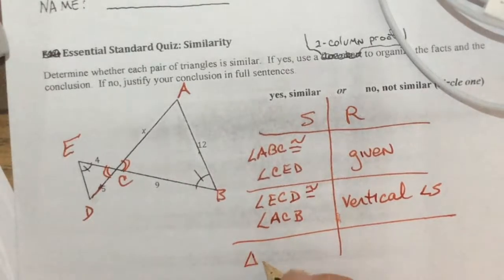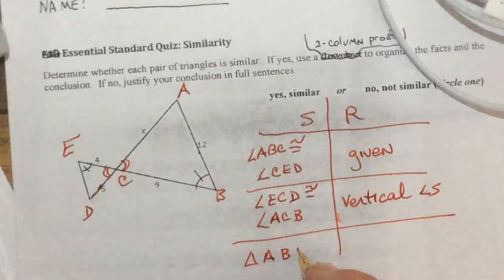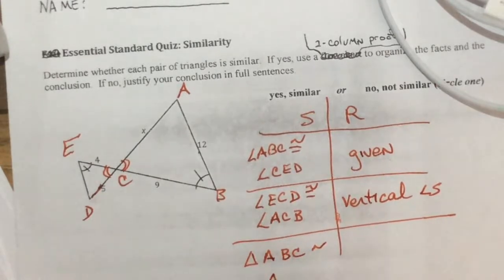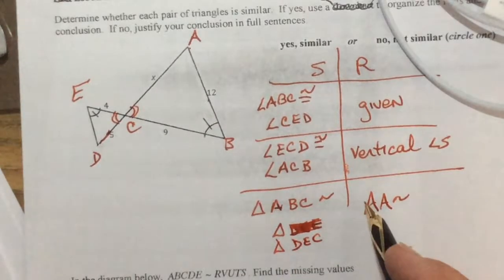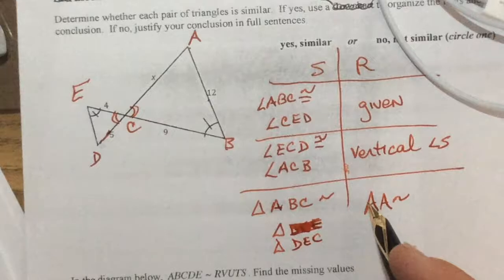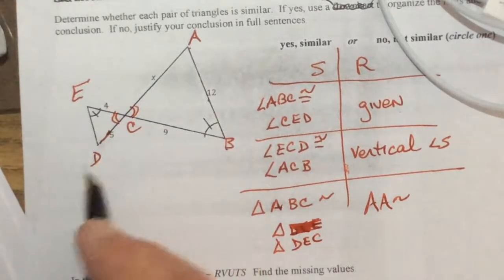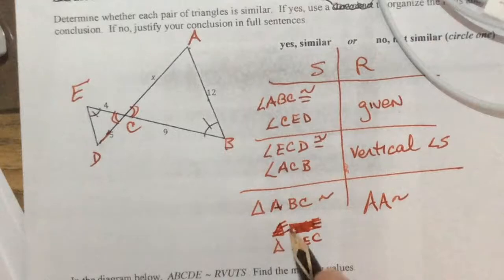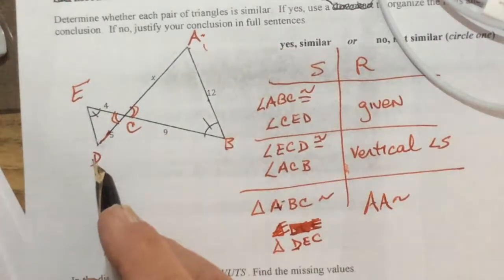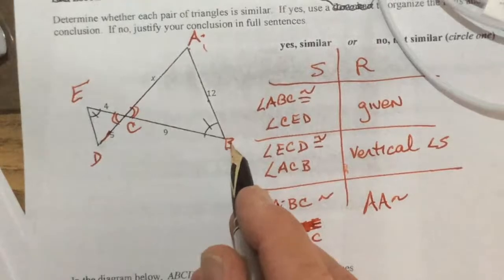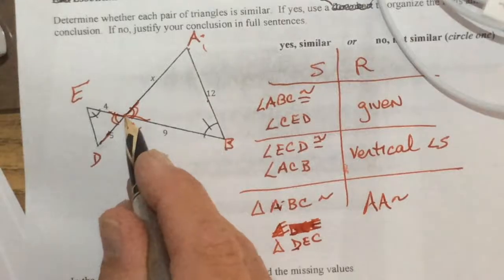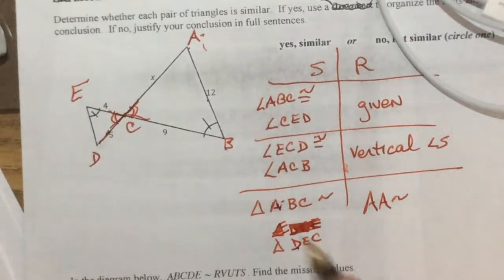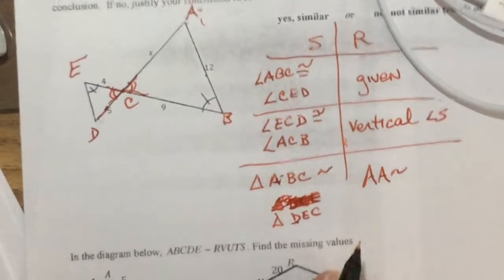And that means that triangle ABC is similar to triangle DEC by angle-angle similarity. Okay? Because A and D are corresponding angles, B and E are corresponding angles, and there are two corresponding angles that share C as a vertex. Okay? It's very important that you get these in the right order, as you'll see in a moment.